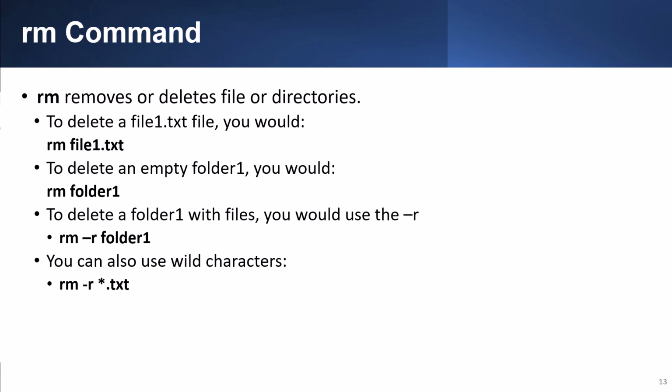rm removes or deletes files or directories. To delete file1.txt, you would use rm file1.txt. To delete an empty folder1, you would use rm folder1. To delete a folder1 with files, you would use the -r option: rm -r folder1. You can also use wildcard characters: rm -r *.txt.